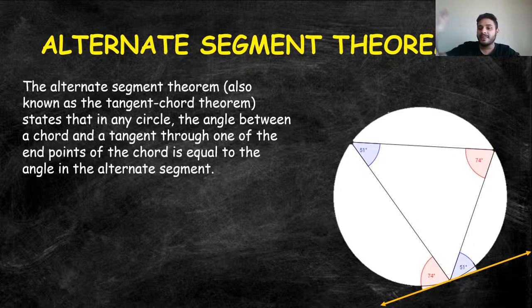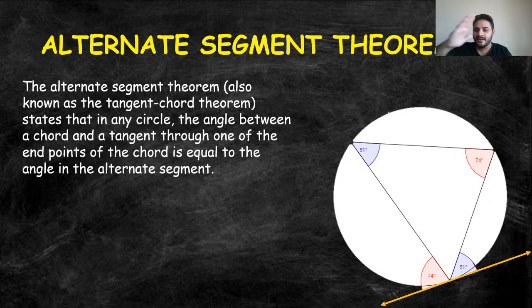So this tangent and the chord inside the circle are equal by using this alternate segment theorem. Let me explain with the help of the diagram. The alternate segment theorem states that in any circle the angle between a chord and a tangent, so this 74 is the angle between the tangent and the chord. All three sides of the triangle are chords, right? So the angle formed between the tangent and the chord, that is 74 degrees, through one of the endpoints of the chord, is equal to the angle in the alternate segment.